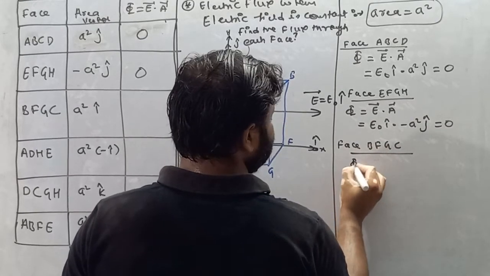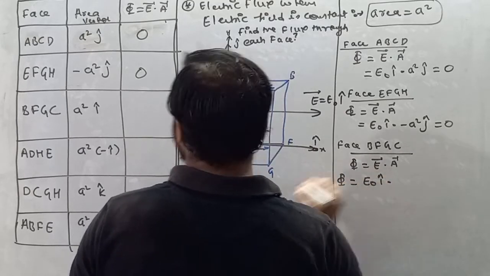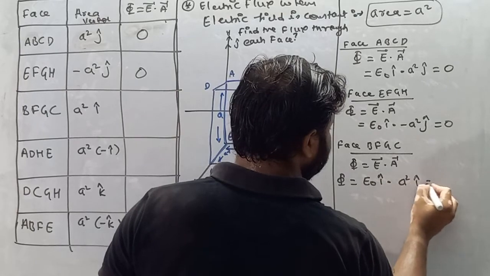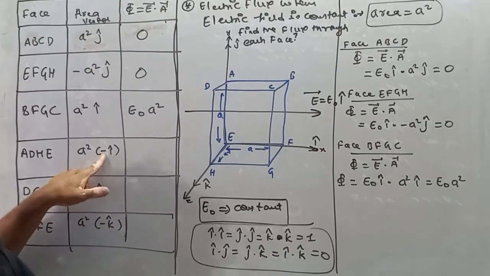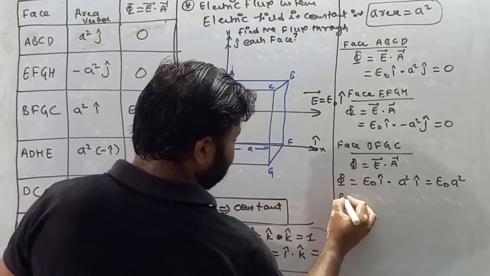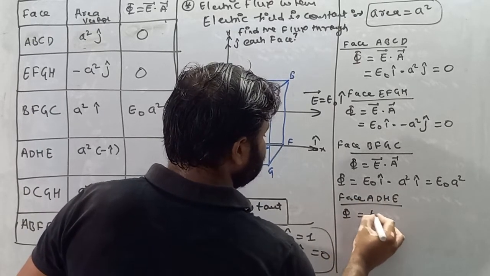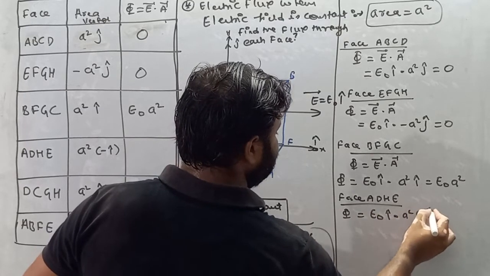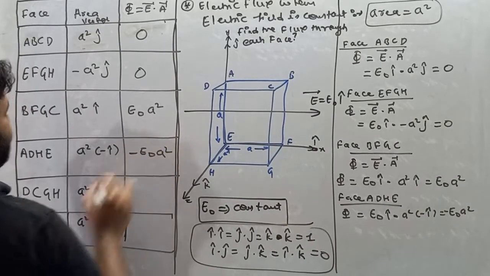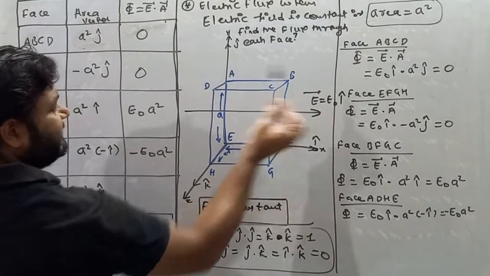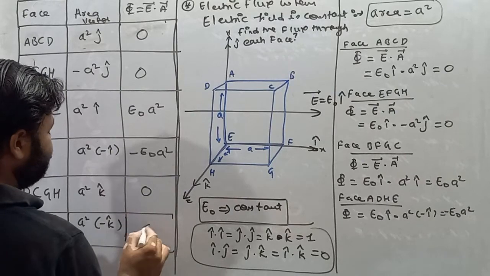For face BFGC, flux is E vector dot A vector, so E naught i cap dot A square i cap. i dot i is 1, so flux is E naught A square. Similarly, for face ADHE, this is minus i cap, so flux is E naught i cap dot A square minus i cap, which is minus E naught A square. Similarly, for the k cap faces, the electric field is i cap, so i dot k is 0, and minus k again gives 0.